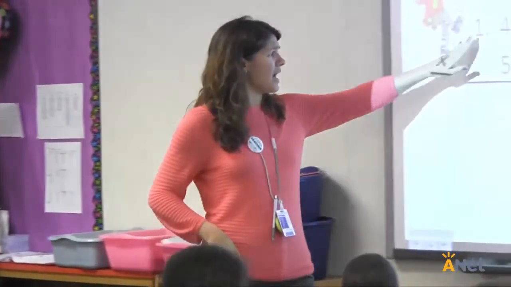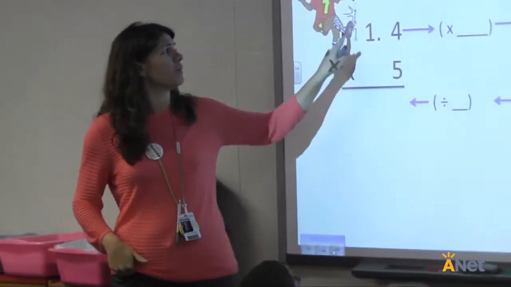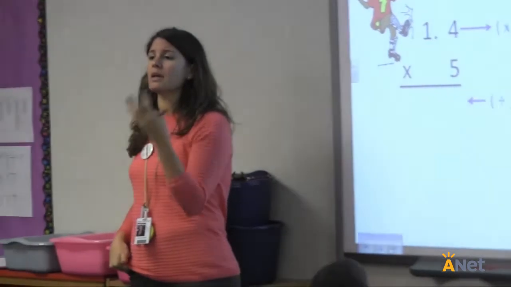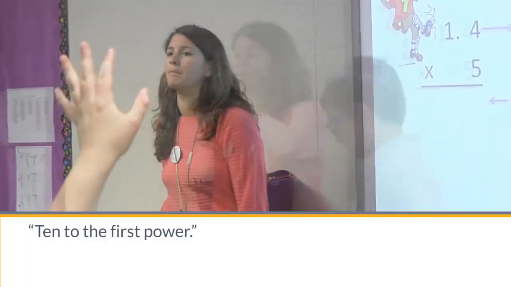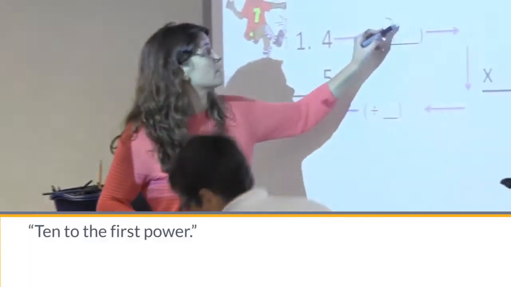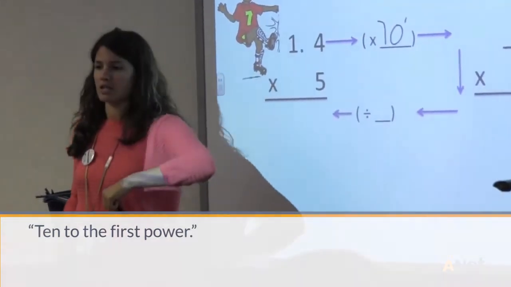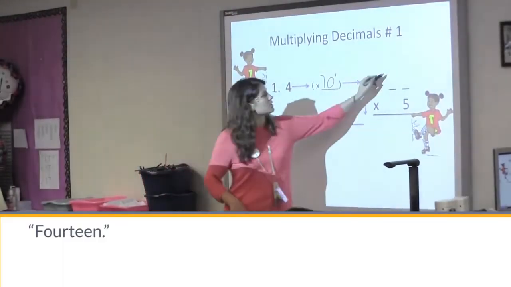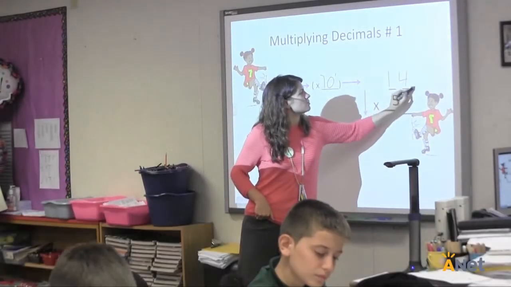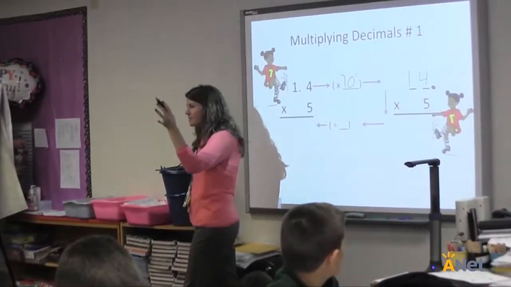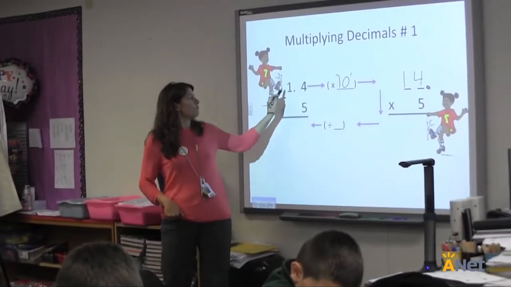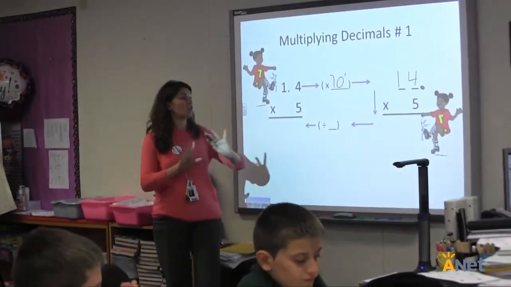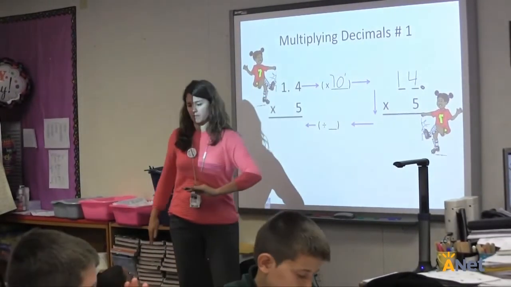Who can tell me how many powers of 10 I need to multiply 1 4/10 by to make it a whole number? 10 to the first power. We can just call it 10 or 10 to the first power. And what whole number will we get? Jarlise? 14. 14. I'm putting my decimal point right there because I want to remember I have to put it back. Because 1 4/10 times 5 is not the same as 14 times 5.